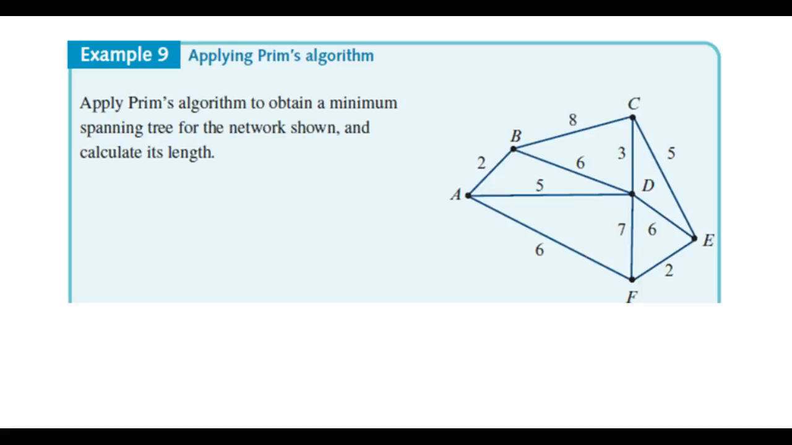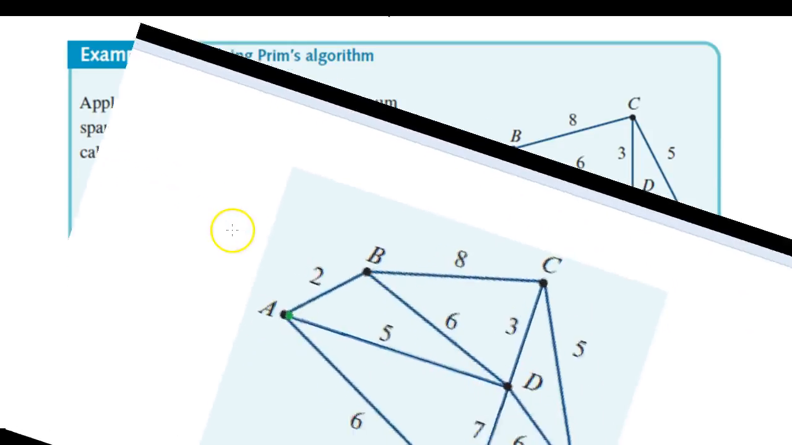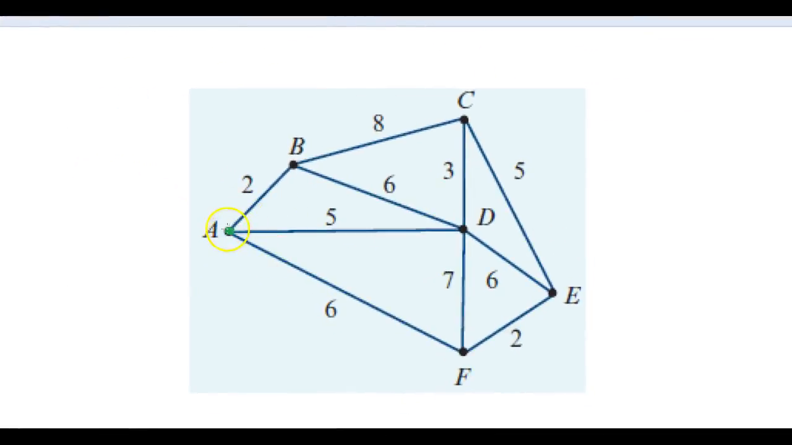Here we want to find a minimum spanning tree for this network and calculate its length. We'll start at point A. We have a 6, a 5 and a 2, so this is the minimum. So we now have A and B and one edge. Now we look at the others, 8, 6, 5, 6. 5 is the minimum. Now we have three vertices to look at. This one over here is 6, 7, 6, 6, 3, 8. This one here is the shortest. We choose that one.